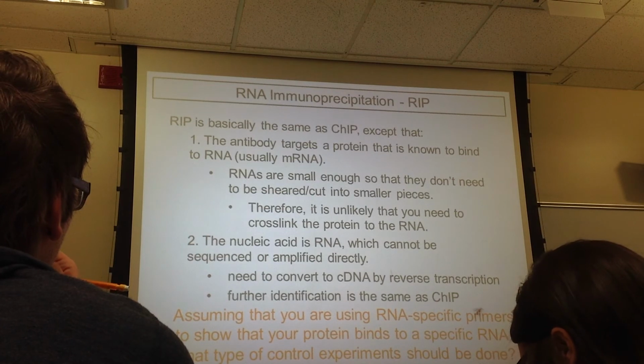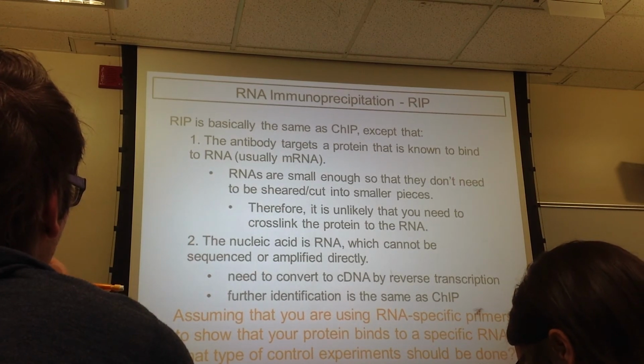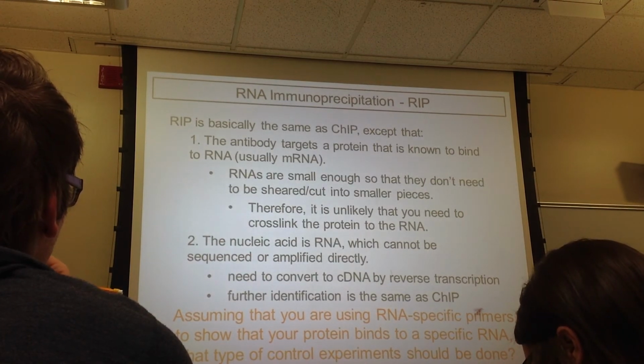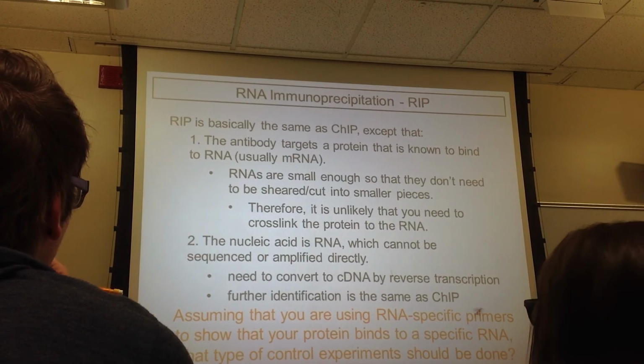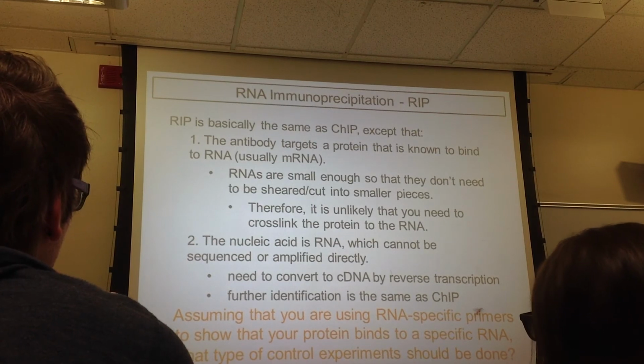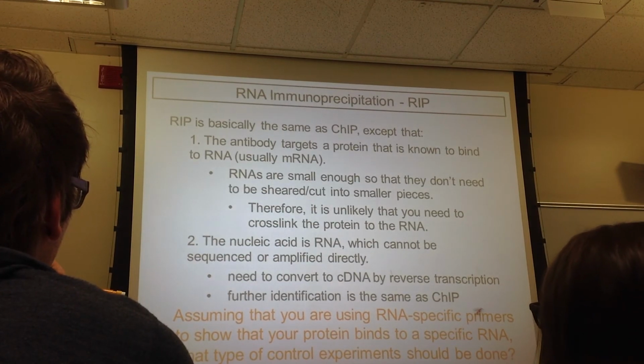And the other problem is that RNA is not directly sequenceable, right? If we want to sequence RNA or do PCR on RNA, we first have to convert it to cDNA. So what do we do to convert mRNA to cDNA? Reverse transcription. Okay. What are the 3 kinds of primers that we could use for reverse transcription?